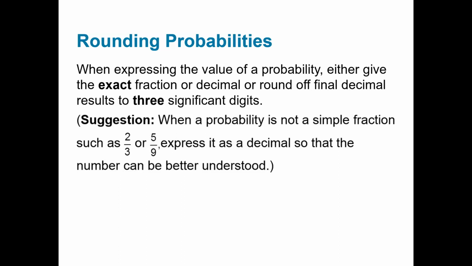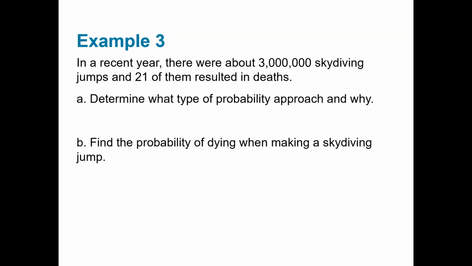Just try to be exact when you're expressing probabilities, the exact fraction or decimal to 3 digits. All right, we're going to do several examples here. In a recent year, there were about 3 million skydiving jumps and 21 of them resulted in deaths. Determine what type of probability approach and why. All right, so we're dealing with information that was already gathered in the past. So this is relative frequency because we're using the number of times that already occurred.